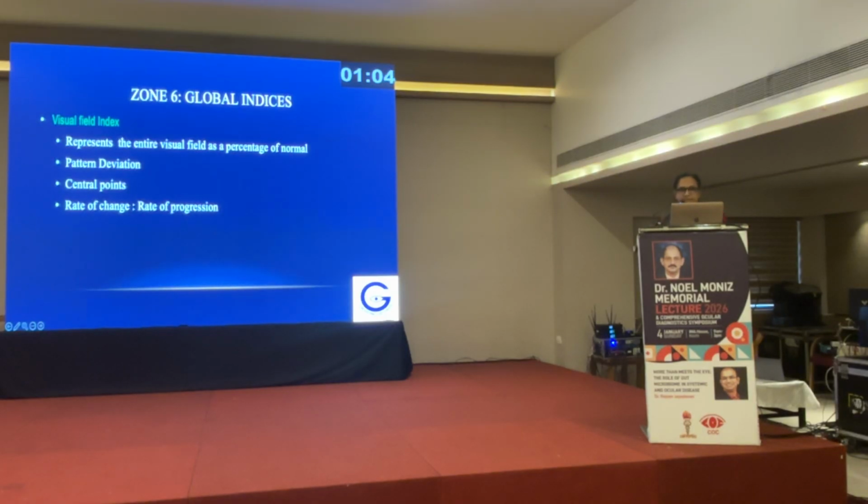Visual field index represents the entire visual field as a percentage of normal. It is also derived from the pattern deviation, and while calculating the VFI, the central points are given more weightage. So it is more in favor of glaucomatous changes, and the rate of change of visual field index indicates the rate of progression.